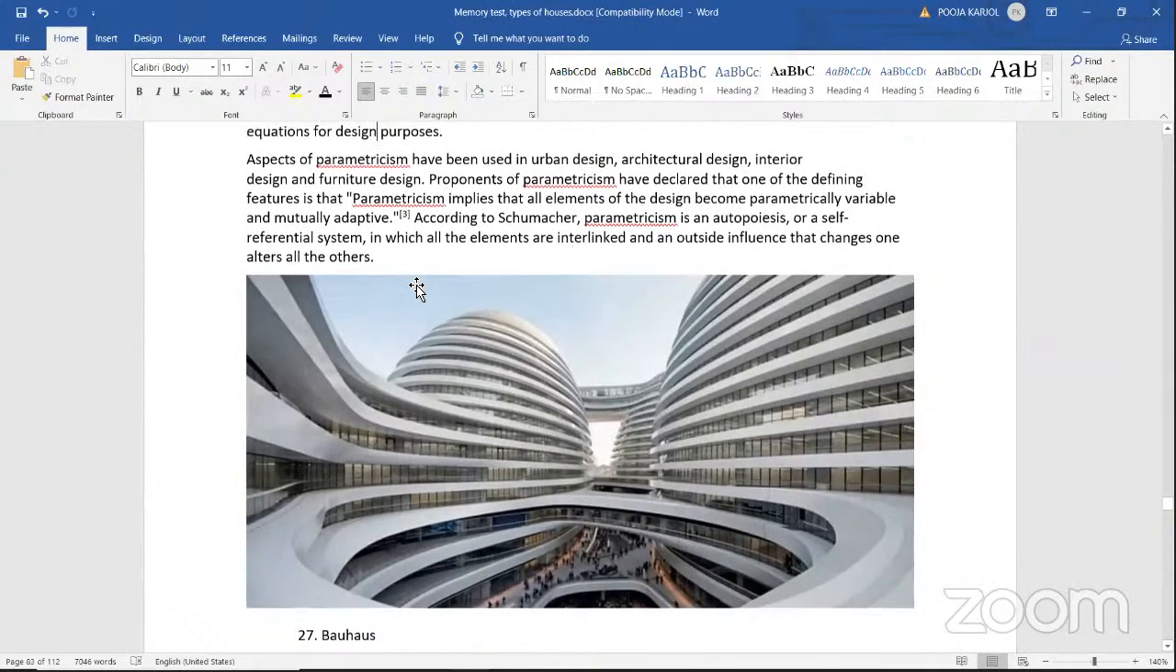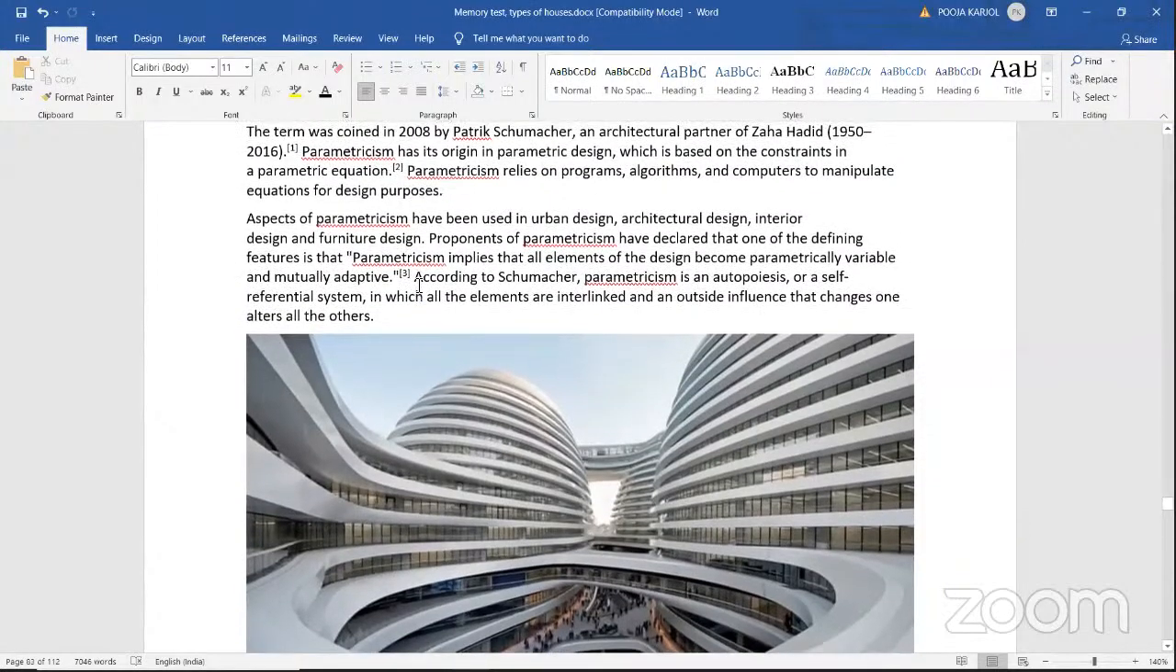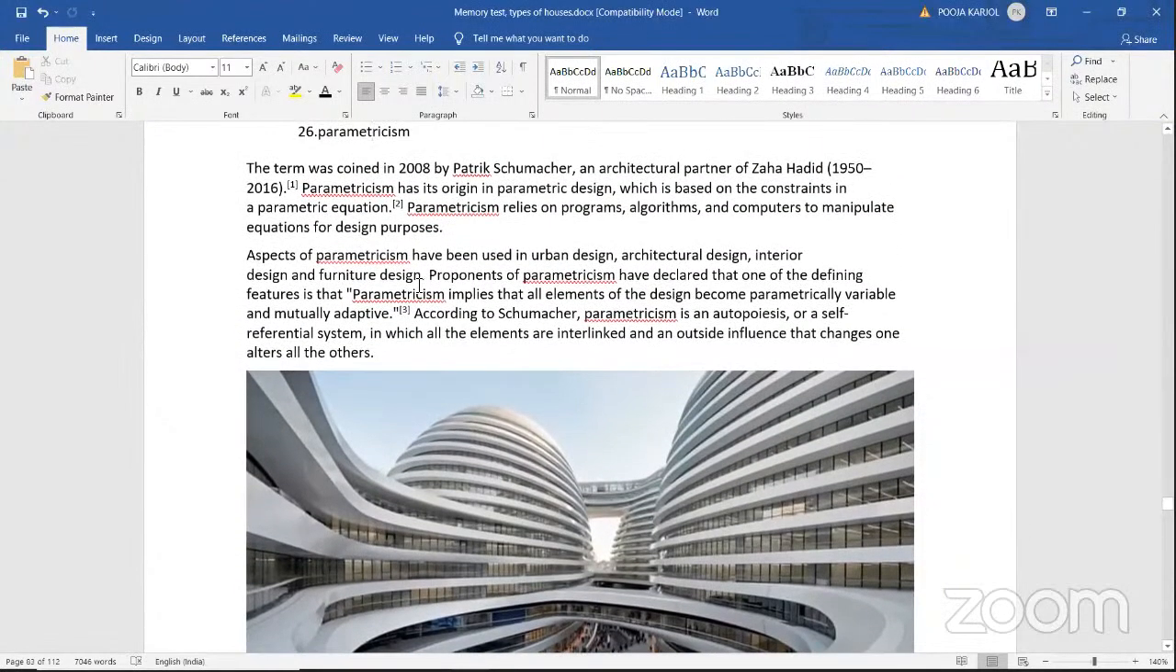We'll come back to this later because this is a little hard to explain, or for you guys to understand. In short, all elements of the design are parametrically variable and mutually adaptive, meaning if you change one part of some element of the design, all the others will change based on the first change.